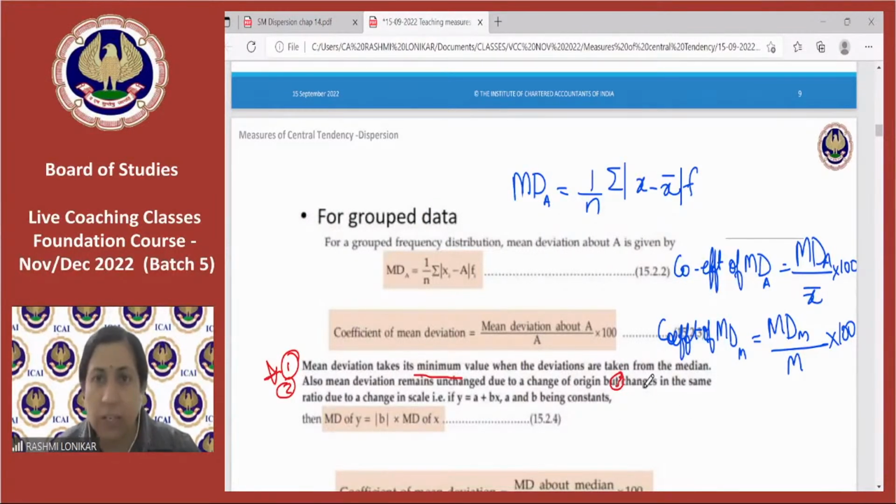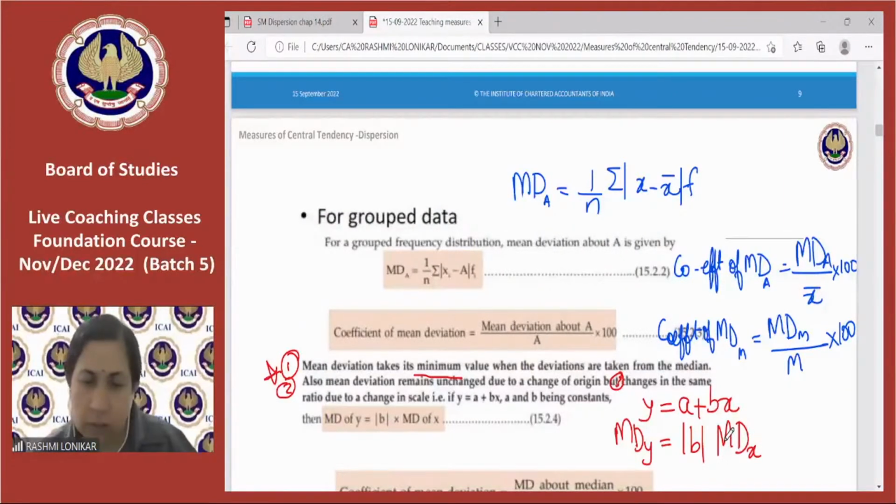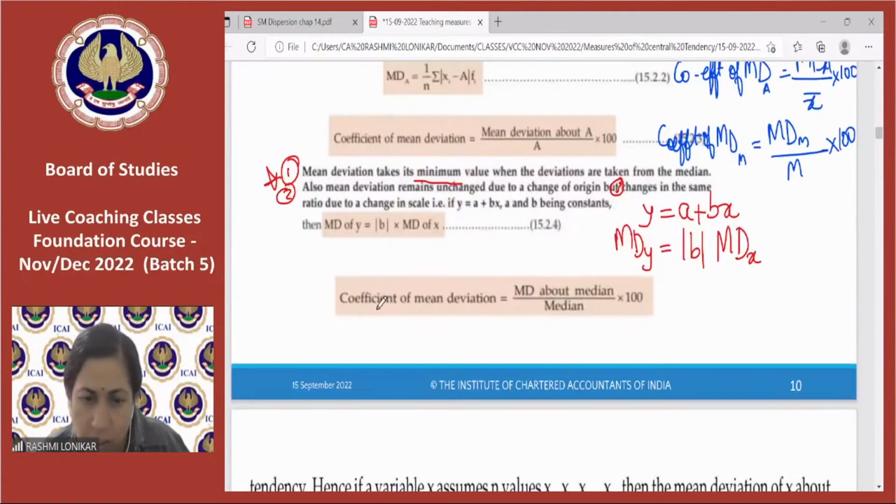Like we did for range, same thing, y is equal to a plus bx. Then mean deviation of y will be equal to mod b into mean deviation of x. So this is for group data, for mean deviation. First important property is mean deviation takes the minimum value when the deviations are taken from the median. Second, mean deviation is unaffected by change of origin. Third, mean deviation changes with change of scale. Coefficient of mean deviation is mean deviation about median upon median, which we have already written.